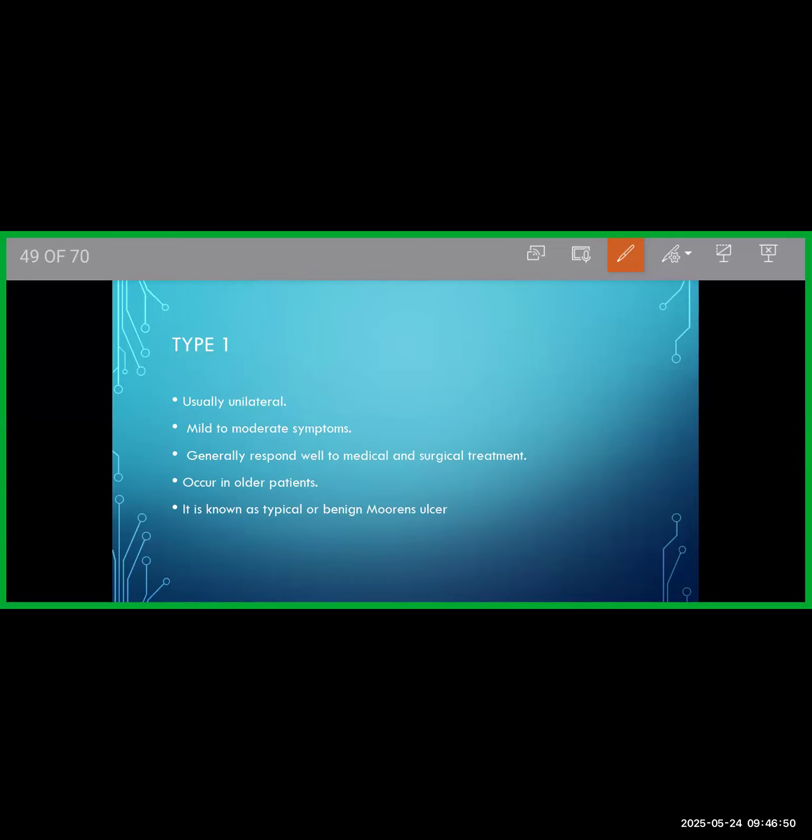Generally, they respond well to medication and surgical treatment, tend to occur in older patients, and they are known as typical or benign Mooren's ulcer. The second type, type 2, is usually bilateral, has more severe symptoms than type 1, and the response to treatment is poor. It occurs more in younger patients. It is known as atypical or malignant Mooren's ulcer.